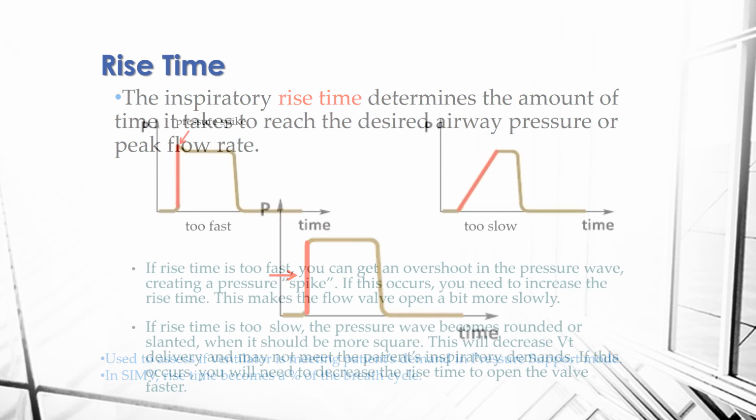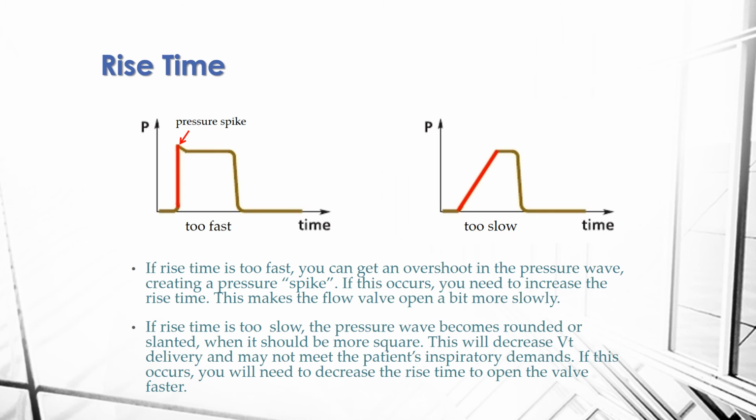For all these things, you need to remember it's either going to be too little, too much, or appropriate. So we look at our left here. This is where you have too fast of a rise time. So essentially, your breath's shooting in as hard as it can. You're getting a little pressure overshoot on the left side, and then it comes back down to where it should be. So your rise time is just too fast and needs to be extended a little bit. Let that flow valve open a little bit more slowly.